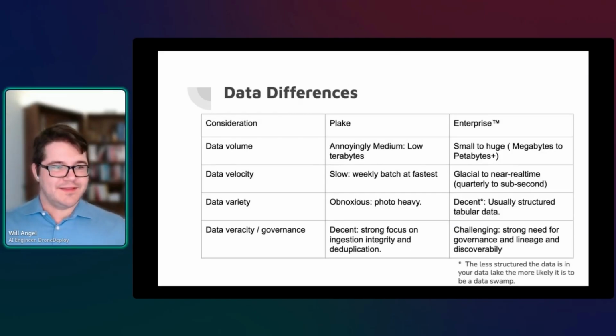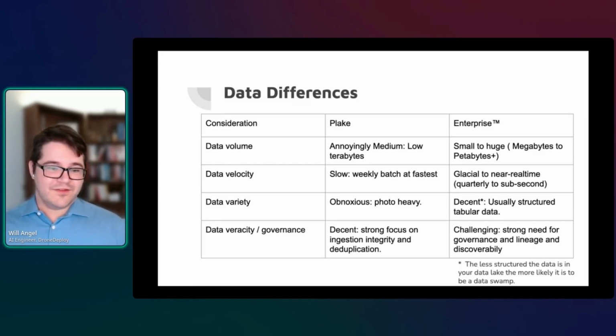So to talk about the data differences between my system and enterprise systems, you've got the volume, the velocity, the variety, veracity and governance, and enterprise is a pretty wide distribution depending on what the enterprise is. Sometimes you have enterprise systems with small amounts of data, sometimes huge amounts of data. I think one of the other talks today is on building an exabyte scale data lake, which is pretty cool. My data is annoyingly medium, definitely won't fit in Excel, but it doesn't quite fit in memory, but fits on a hard drive, a big hard drive.